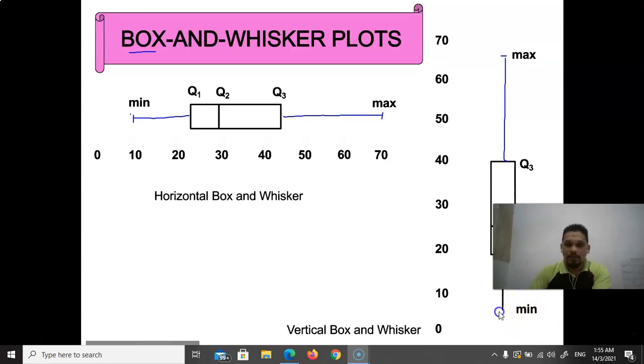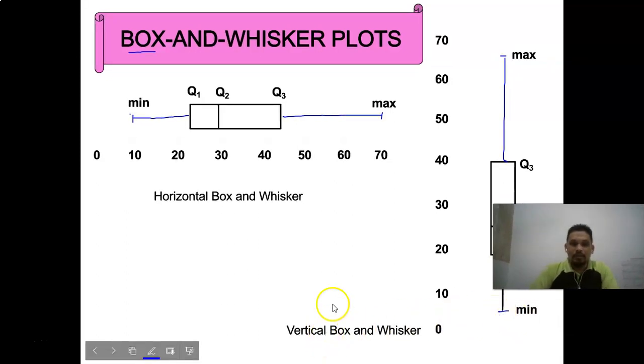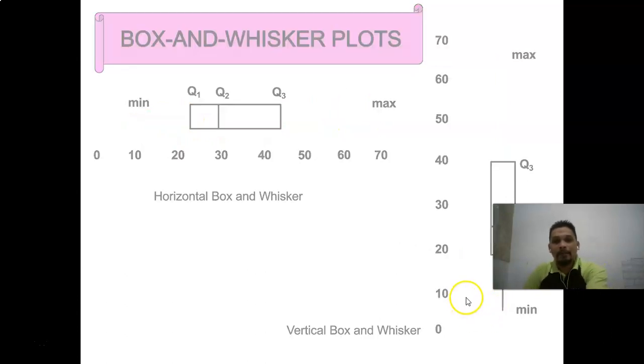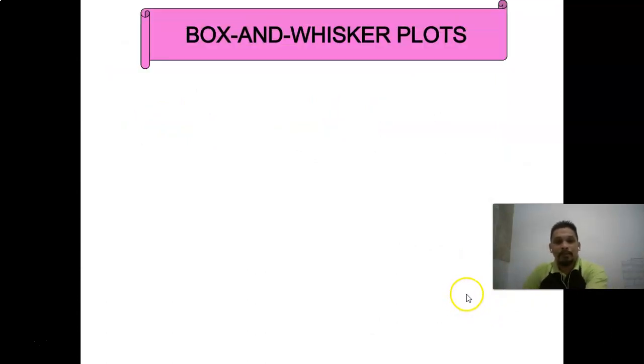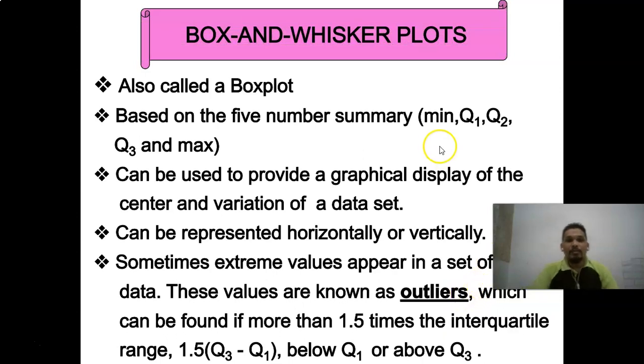It's for a minimum here. So the box can be horizontal or vertical, with the box and also the whiskers here. Box and whiskers plot is also called a box plot, based on the 5 summary: minimum, first quartile, second, third, and the maximum, and can be represented horizontally or vertically. Sometimes extreme values appear in a set of data, which is known as outliers.